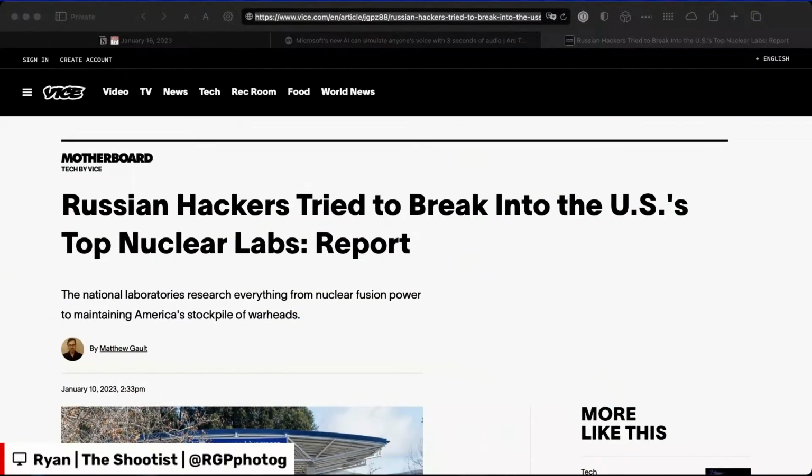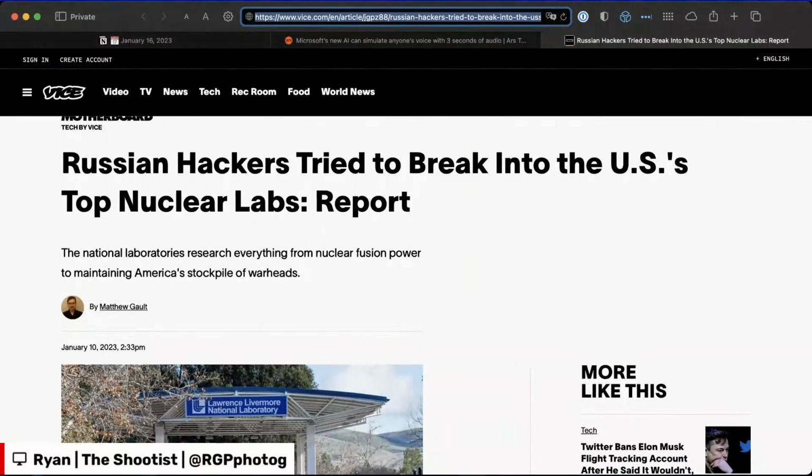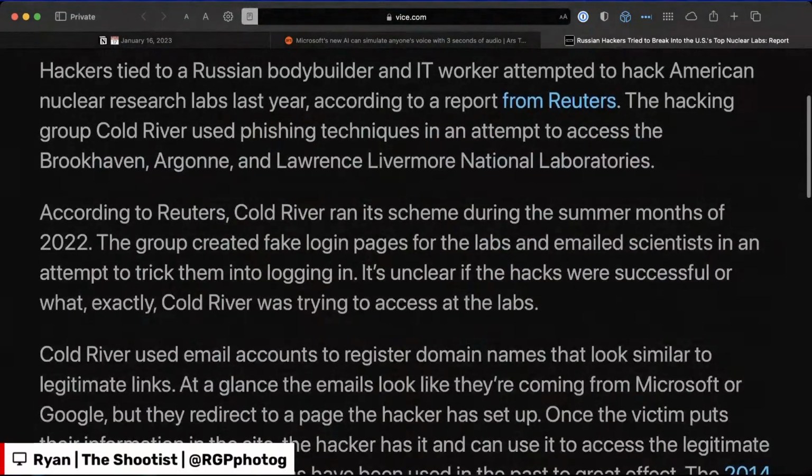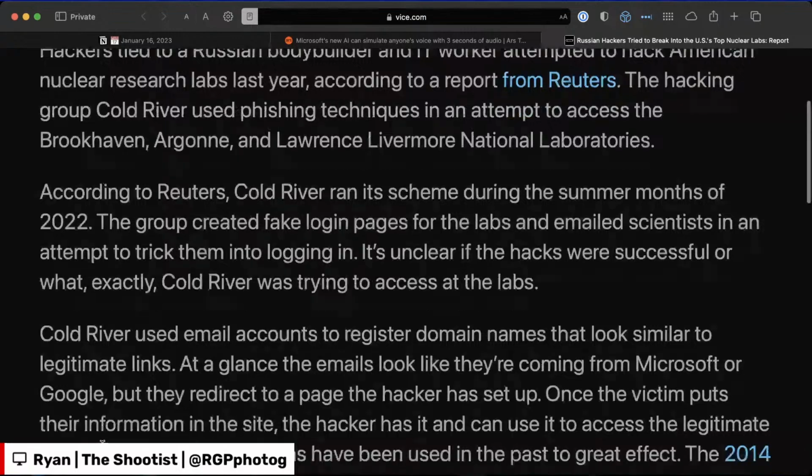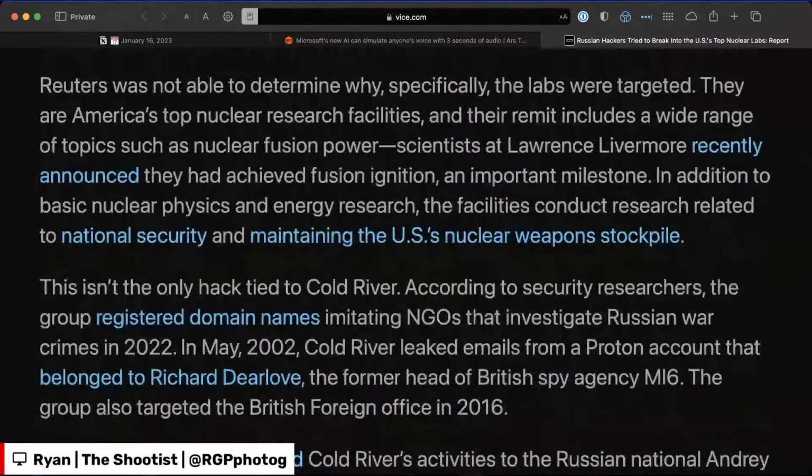So, I want to go to another story real quick, from Motherboard. This one's about Russian hackers. You were talking about clickbait stories, Ian, just a little while ago, and this Russian hacker story is kind of that. I don't like this story. It basically says Russian hackers tried to break into the U.S.'s top nuclear lab, says a report. And we don't know if they got anything because there's no proof that they got in. We just know that they tried to get in, maybe. Reuters was not able to determine why specifically the labs were targeted.